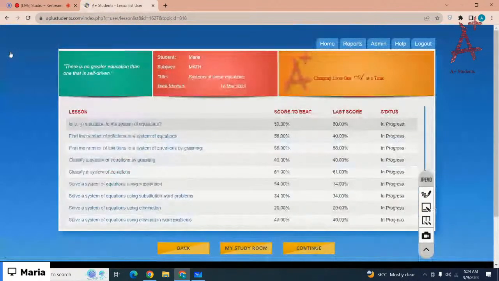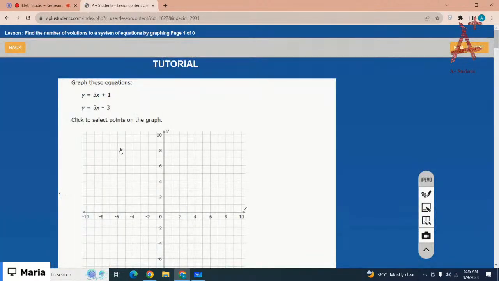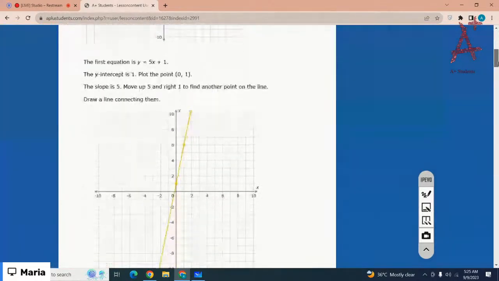And the next lesson is find the number of solutions of a system of equations by graphing. So basically, now we're going to learn how we solve a system of linear equations by graphing, right? So let's just start with the lesson. Let's see how we solve the equations using graphing. So the equations given are y equals 5x plus 1 and y equals 5x minus 3. You have to select a point on the graph, right?